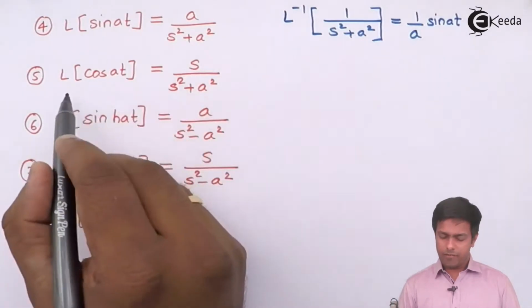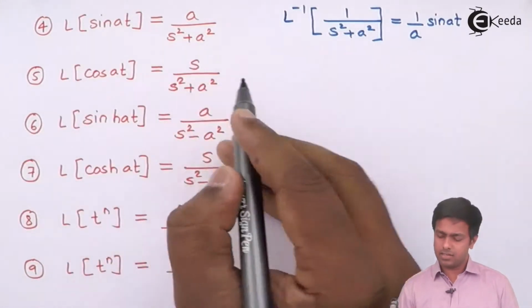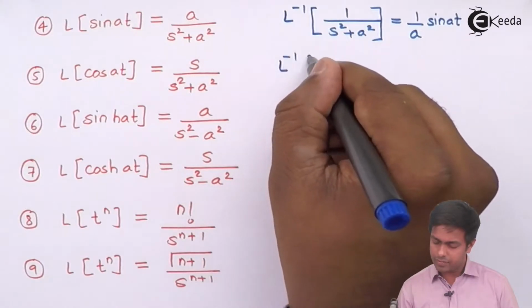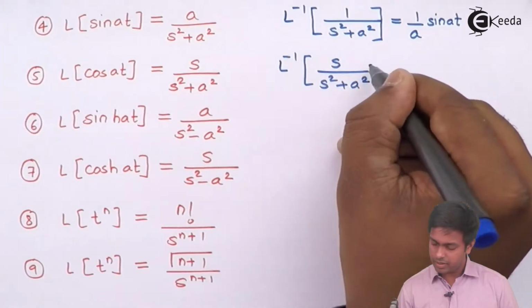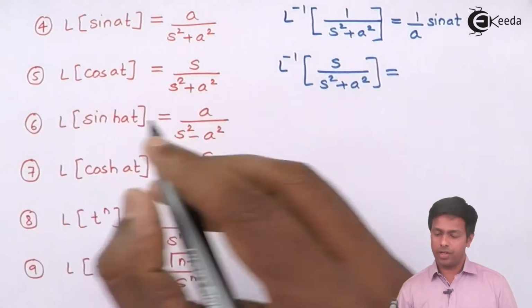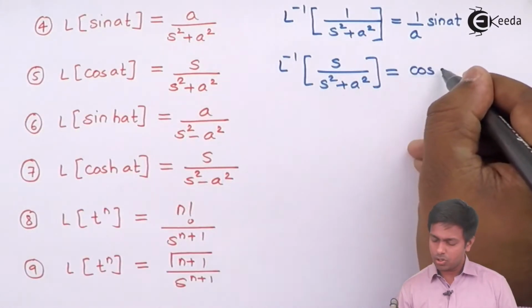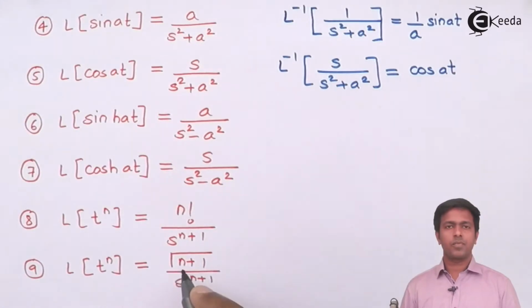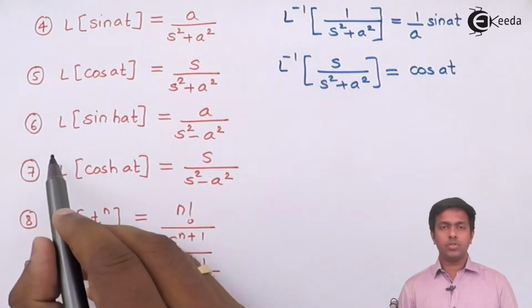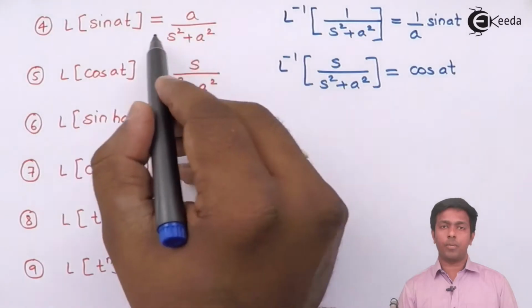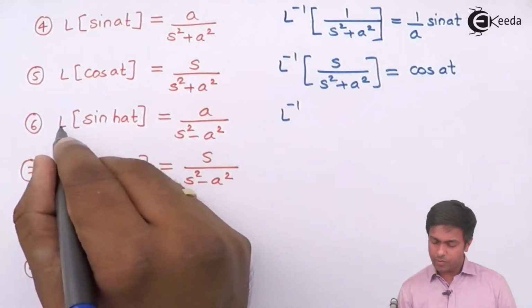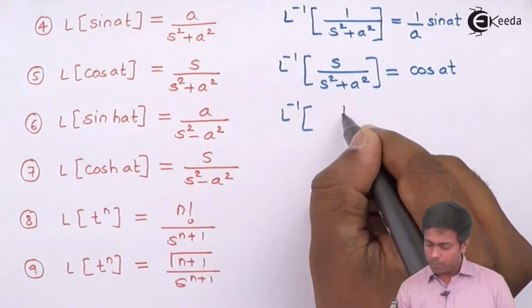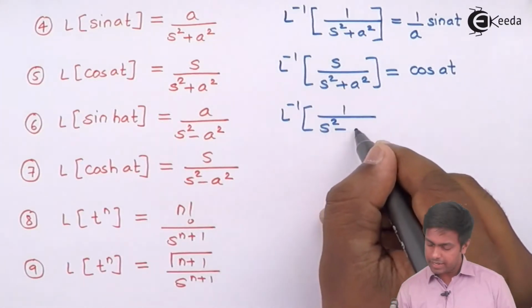Now here, if I shift L inverse to the RHS, we will get Laplace inverse of s upon s square plus a square equal to cos of at. Now I'll use the same method as formula number 4 in formula number 6, that is, I'll find L inverse of 1 upon s square minus a square.